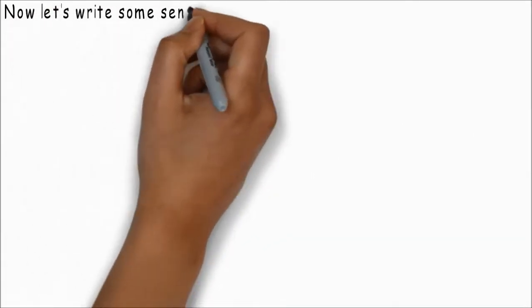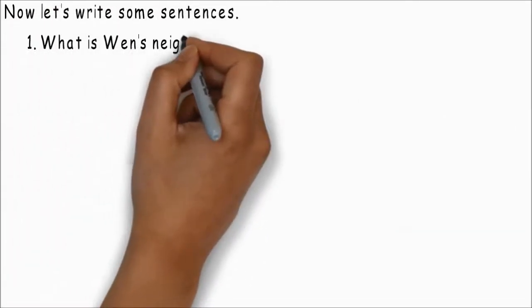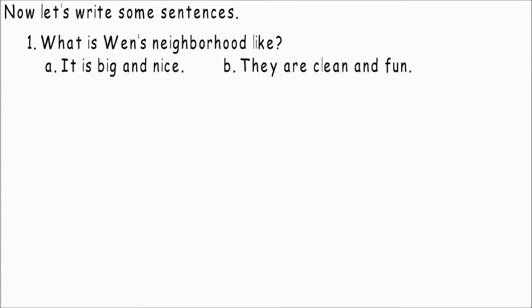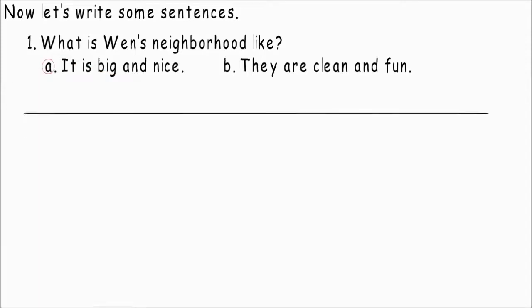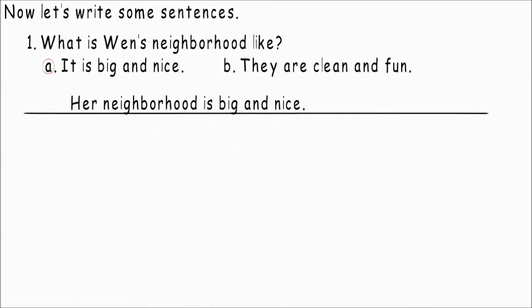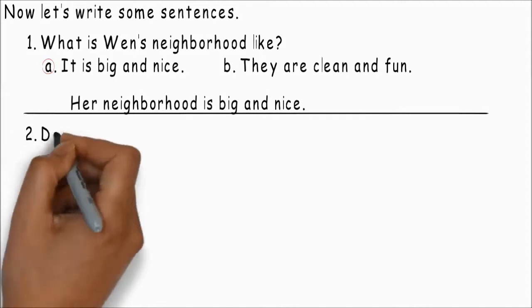Now let's write some sentences. What is Wen's neighborhood like? A. It is big and nice. Now let's make a sentence. Her neighborhood is big and nice, because Wen is a girl.